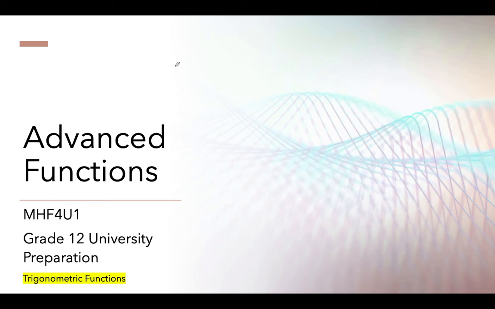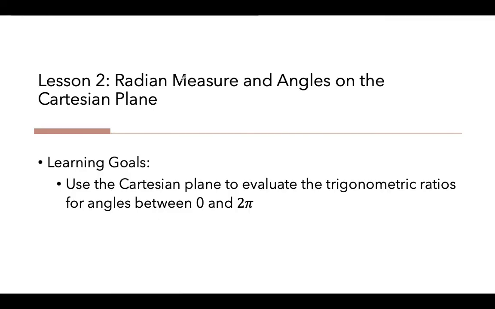Welcome back again to Advanced Functions, MHF4U1. This is another Trigonometric Functions chapter. In this lesson number 2, we are going to talk about radian measures and angles on a Cartesian plane. We're also going to explore what the radian measures are between 0 to 2 pi.